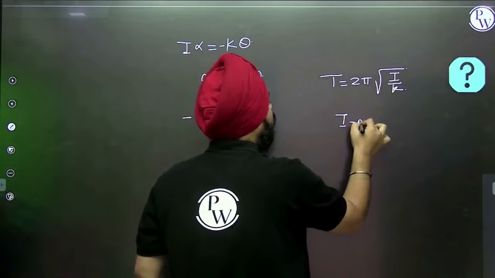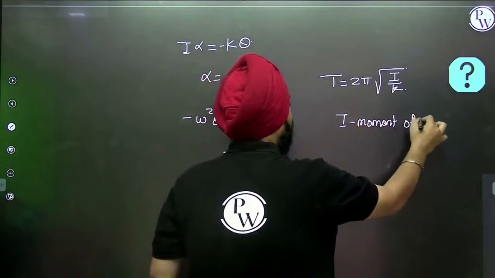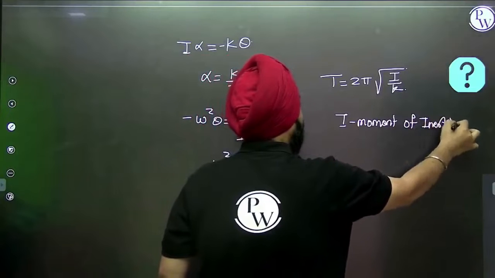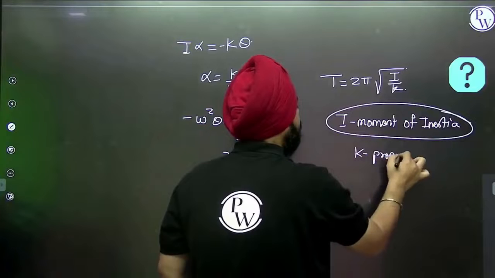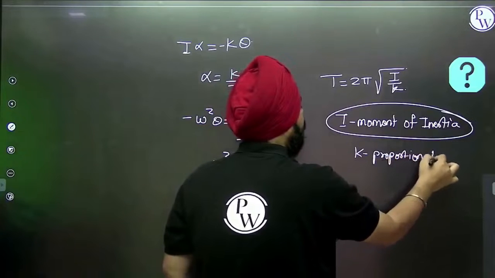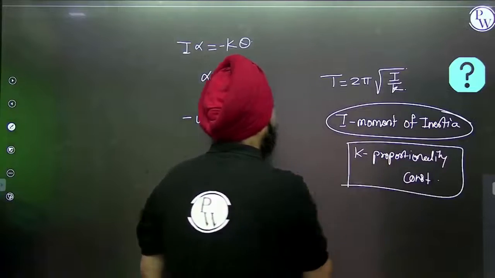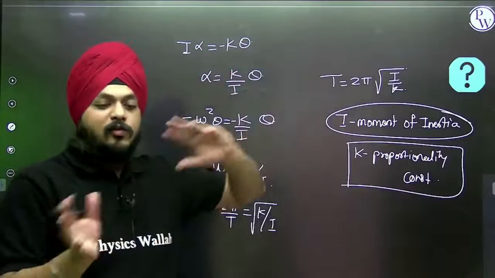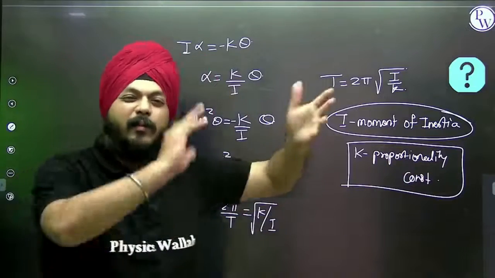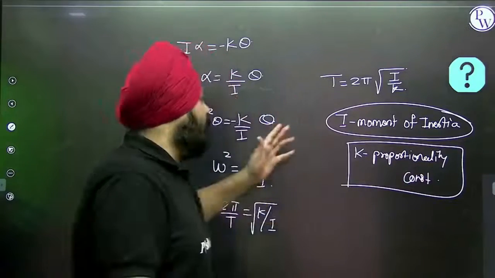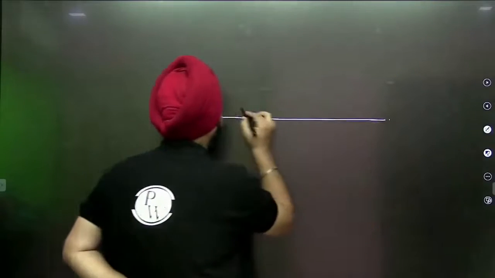where I is the moment of inertia and k is the torsional constant, or you can say the proportionality constant. This is how the time period of the SHM is calculated. So this is the actual difference between angular SHM and SHM. There are some important formulas that I showed you all. I want to show you one simple example.